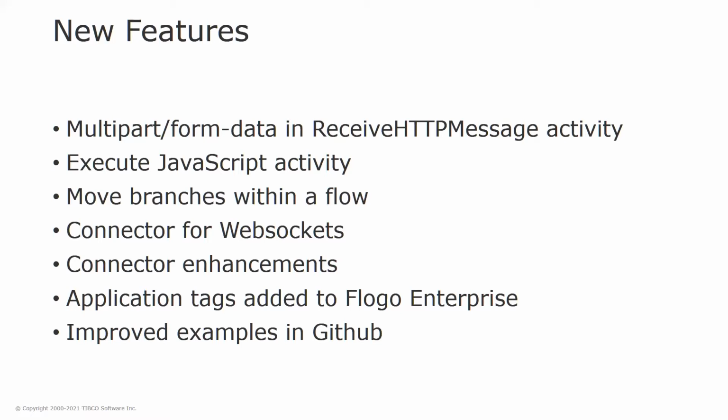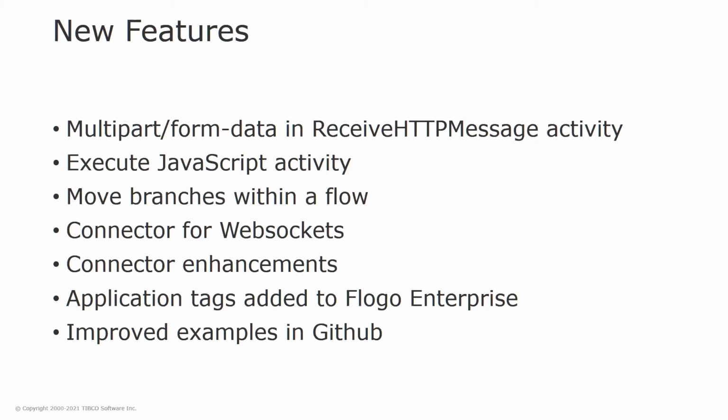The first one is the ability to receive and send multi-part form data. So now with Flogo, you'll be able to both receive attachments as part of the receive HTTP message trigger and also send them as part of the HTTP call activity, right? So you'll be able to both receive binary data and then send that off. We have a new activity for Execute JavaScript.